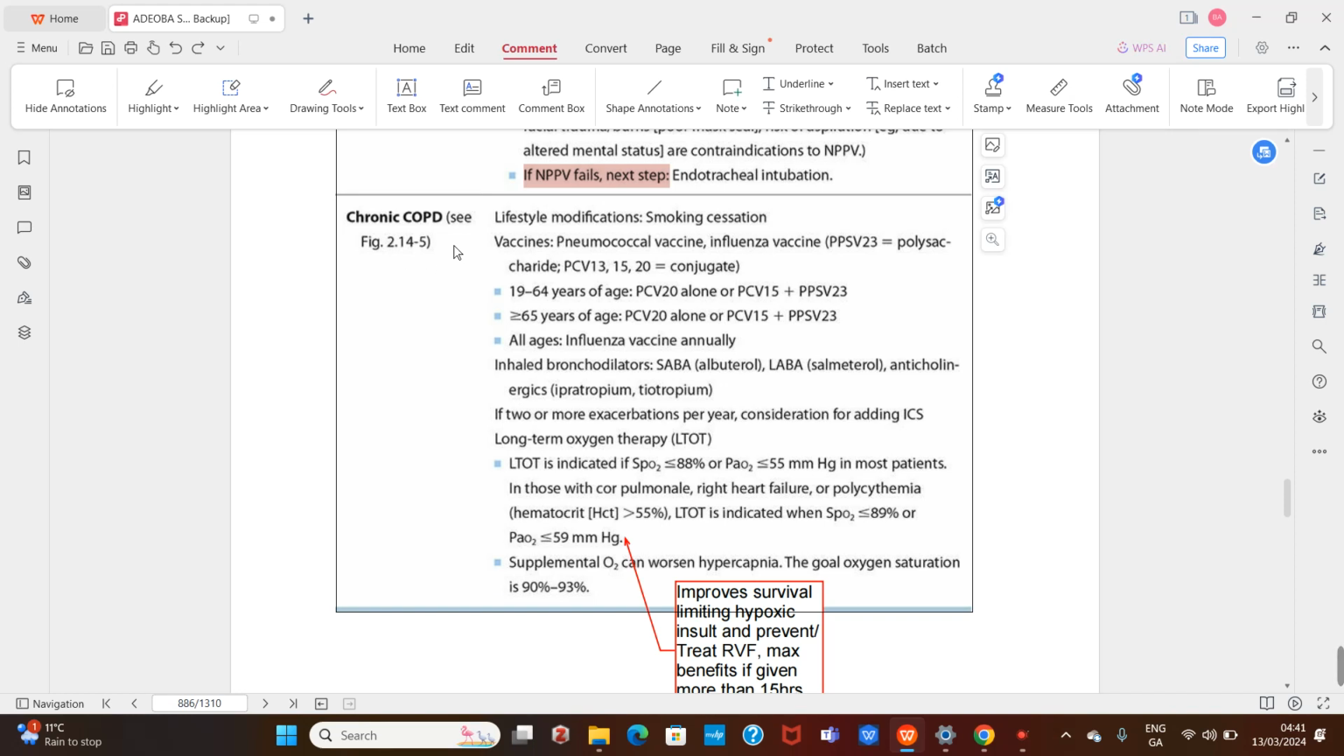So chronic COPD, the person is stable, just having occasional dyspnea, maybe when the person walks for a long time. But at rest, the person is calm. So what do you want to do for this kind of individual? You want to try to help that person to prevent future exacerbation, number one. And at the same time, you want to increase the chance of survival.